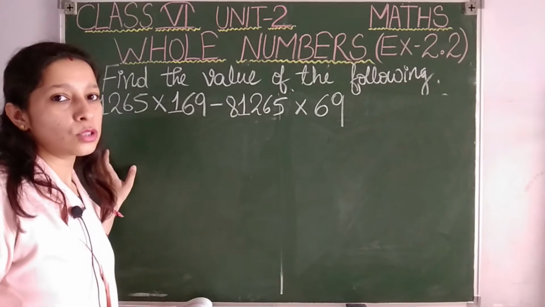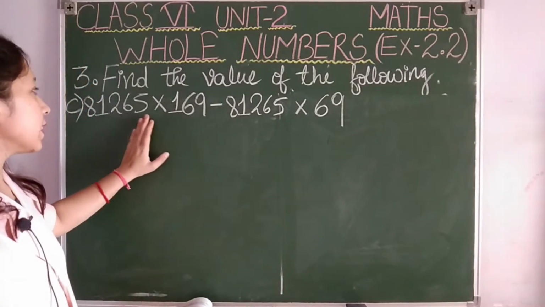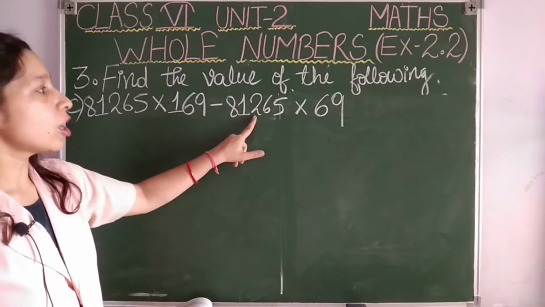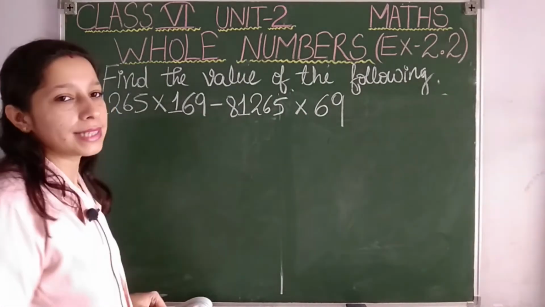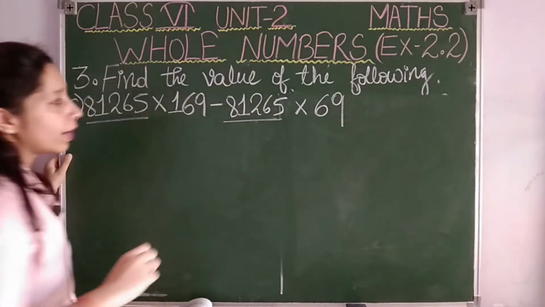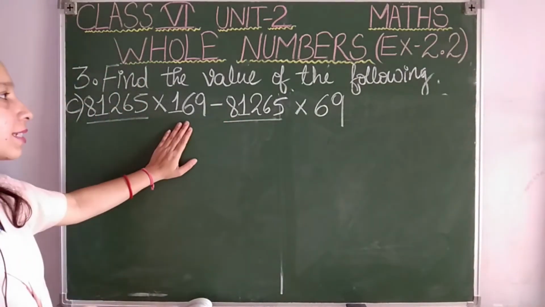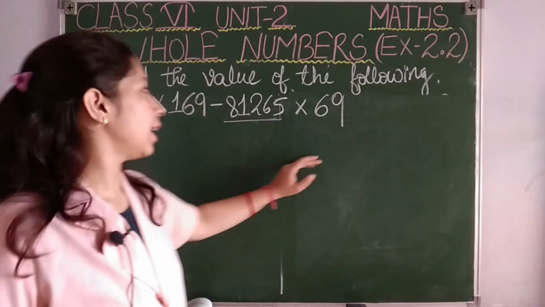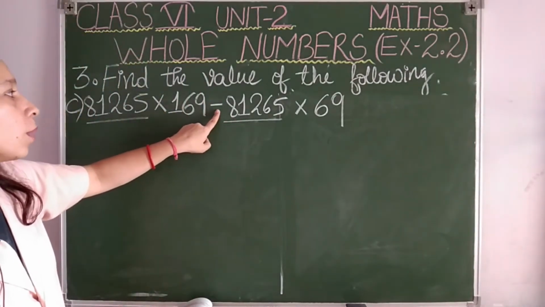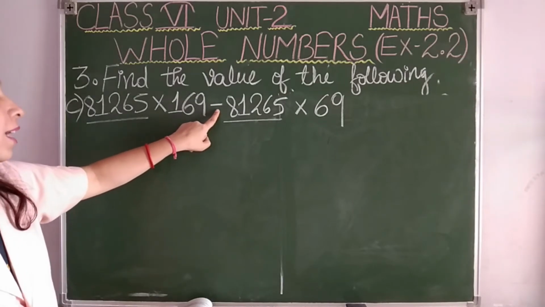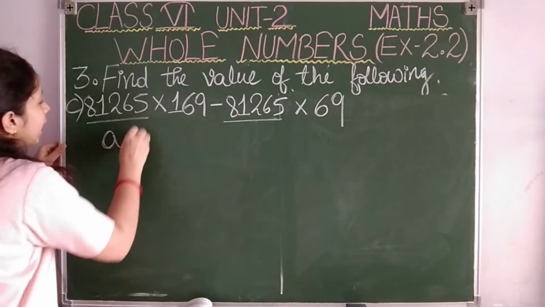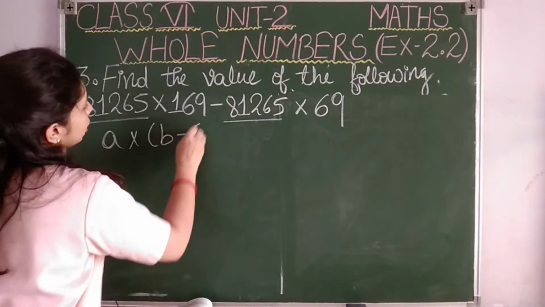Point number C, students: 81,265 multiplied by 169 minus 81,265 into 69. You can observe, students, 81265 is given 2 times. It is in multiplication with 169 as well as 69, and both the products after multiplication, we are going to subtract. So here I will use distributivity property of multiplication over subtraction, students.